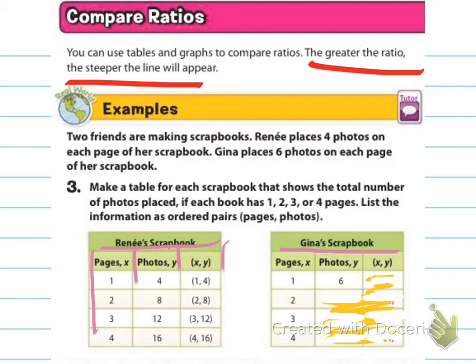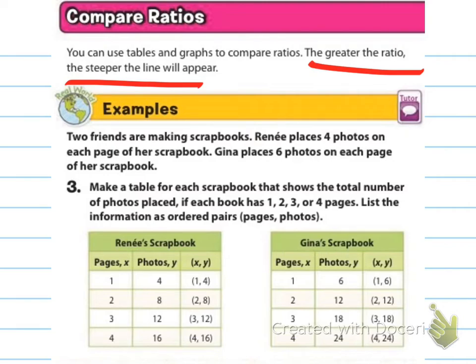We're also going to do Gina's scrapbook, and for Gina's scrapbook it was 1 page gets 6 photos. And so that's a 1, 6 when we graph it. Our 2 pages will have 12 photos, and that's 2, 12. 3, and notice that we're going up by 6 on Gina's, and we're going up by increments of 4 photos on Renee's. So for every extra page, we have 6 photos for Gina, and for every extra page, we have 4 photos for Renee. And so these are our ordered pairs that we're going to use for Gina's scrapbook and for Renee's scrapbook. And so the next part says we're going to graph that.